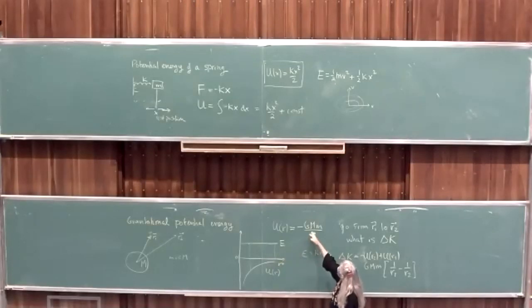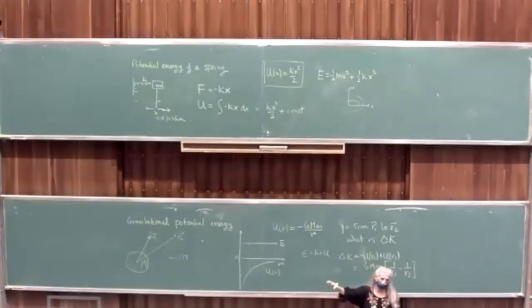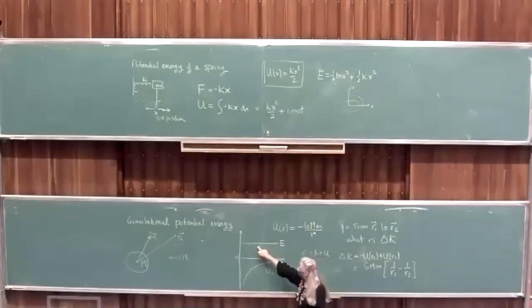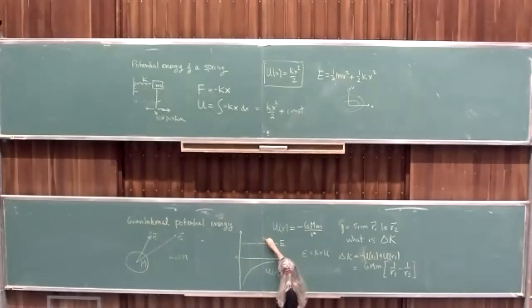And as R goes to infinity, the potential energy goes to 0. It's really far away, so you don't notice the mass of the planet. And so the total energy would then be equal to the kinetic energy at large radii. And this type of energy lets the particle go to infinity. We call this a free particle, it can escape.